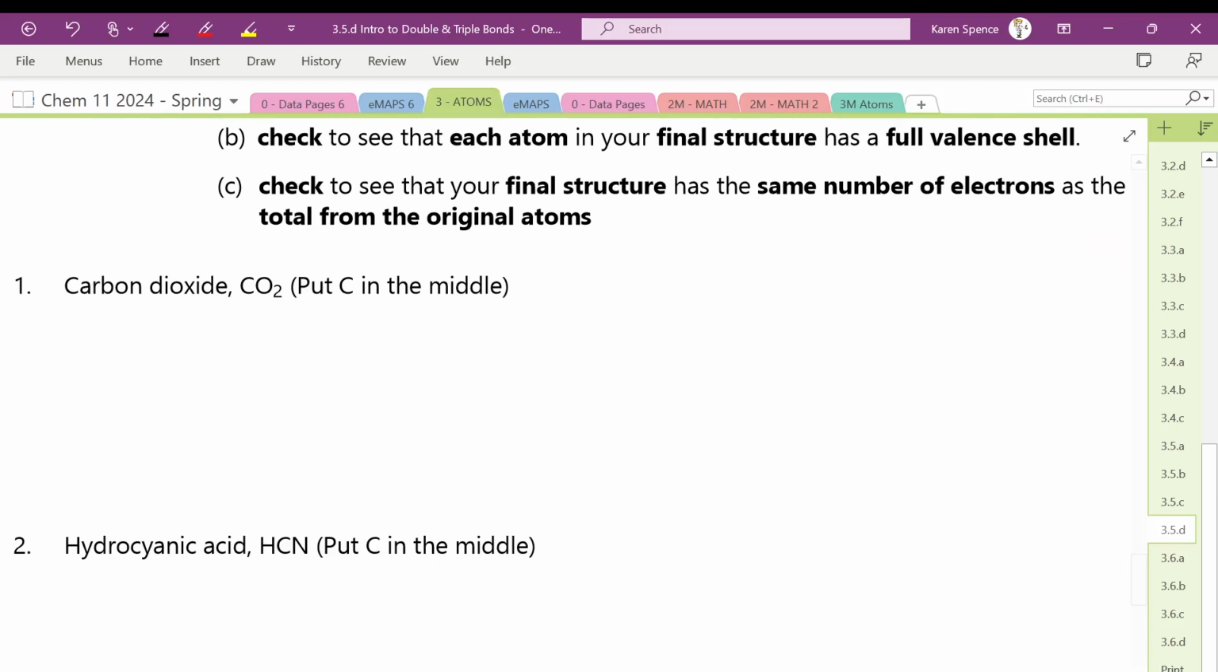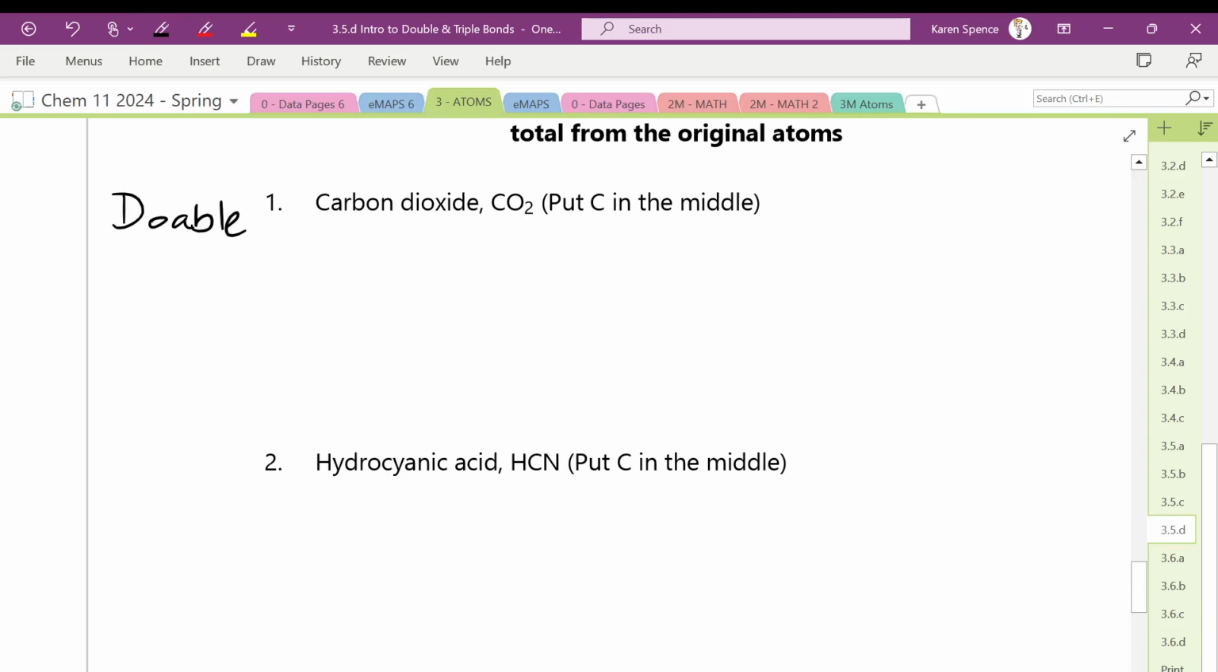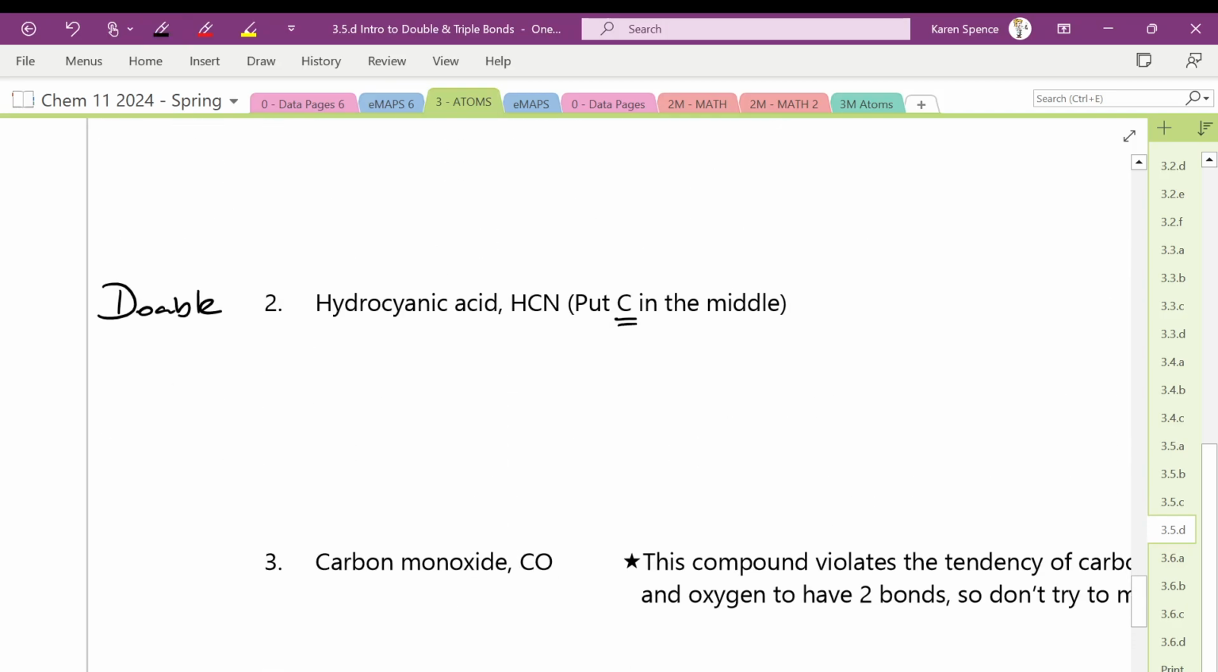Now, carbon dioxide, this one is doable. HCN, you're going to put C in the middle. This one is doable. Carbon monoxide is kind of doable.